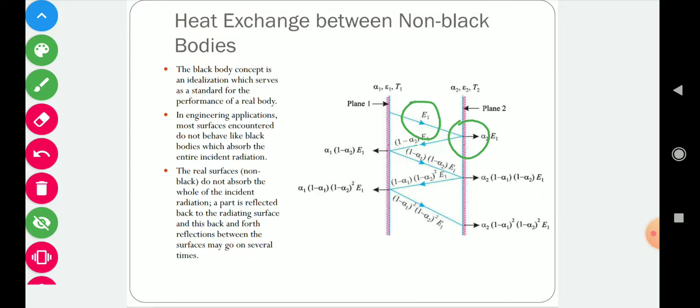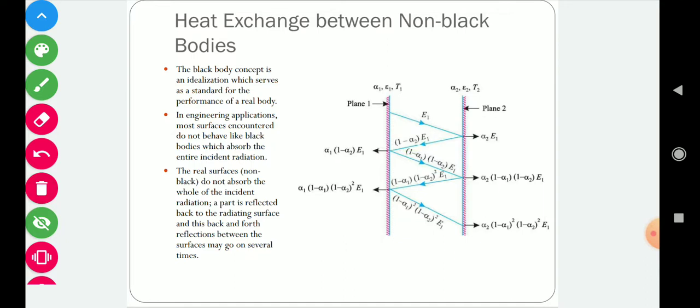But for non-black bodies, their emissivity and absorptivity are not 1. So only a fraction of the incident radiation will be absorbed by the object, and the remaining energy is either reflected back or transmitted through the body. Only a fraction of that radiation will be absorbed and the remaining radiation will be emitted back. In that way we calculate heat exchange between non-black bodies.